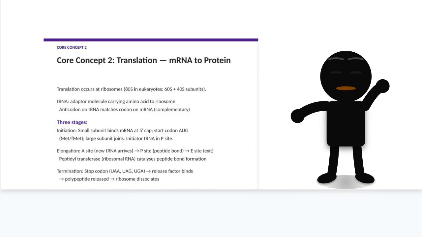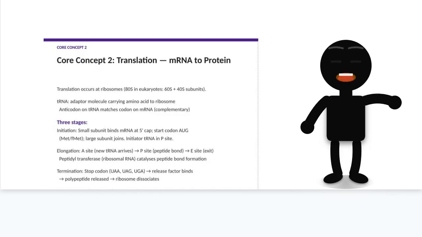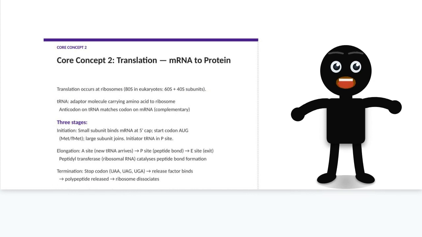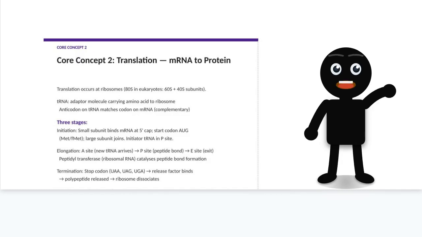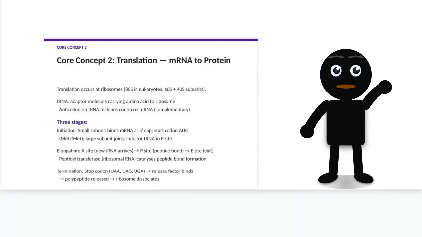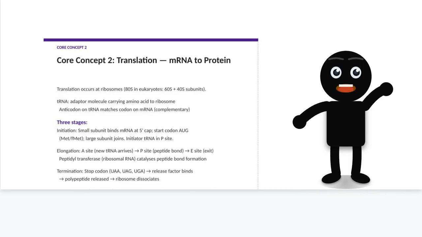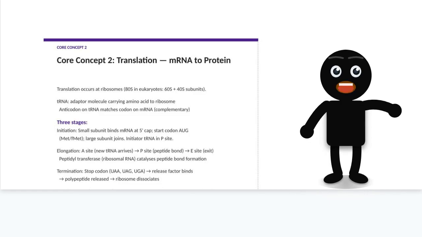Translation is the synthesis of a polypeptide chain from the mRNA sequence. It occurs at ribosomes. Eukaryotic ribosomes are 80S, composed of a large 60S and small 40S subunit. Transfer RNA molecules are the adapters. Each tRNA carries a specific amino acid and has an anticodon that base pairs with the corresponding codon on the mRNA. Initiation begins when the small ribosomal subunit binds the mRNA at the 5' cap and scans until it finds the start codon AUG, which codes for methionine. The large subunit joins, and translation begins.